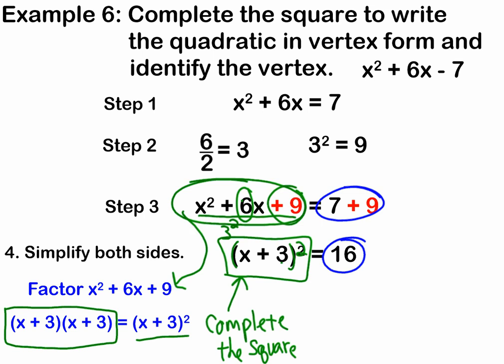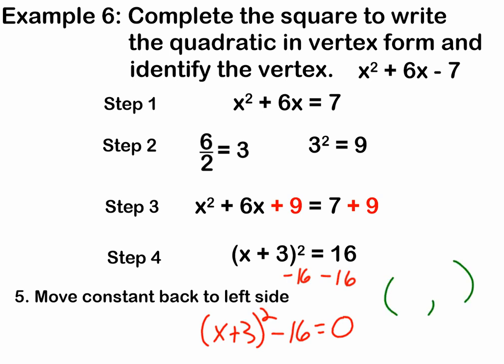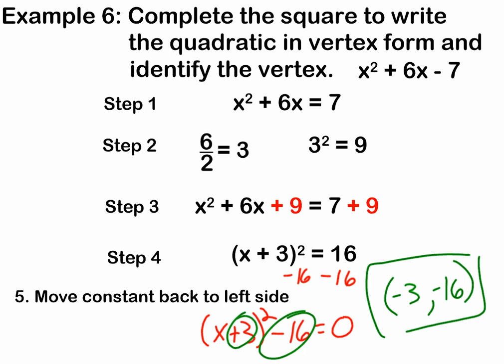So right now, simplified, I have on the left, x plus 3 squared, and on the right equals 16. My last step is to go ahead and move that 16 to the opposite side. It's positive, so I'm going to subtract it, and that gives me x plus 3 squared minus 16 equals 0. Now I'm going to identify my vertex, which is going to be opposite, same. And there's my vertex of my quadratic.